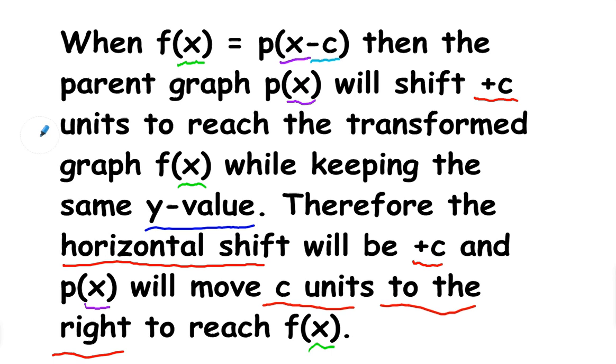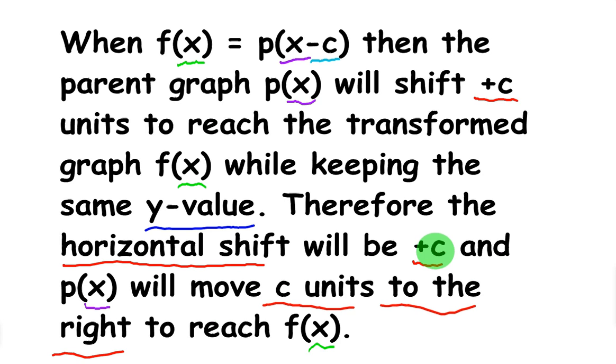Okay, so what does this tell us? When f of x is equal to p of x minus c, so for example, the square root of x minus 4 or whatever, x minus 5 quantity squared, then the parent graph p of x will shift c units, positive c units, to reach the transform graph f of x while keeping the same y values. Therefore, the horizontal shift will be plus c, and p of x will move c units to the right to reach f of x. So when it's p of x minus c, for example, square root of x minus 4, it will shift plus 4 to the right.